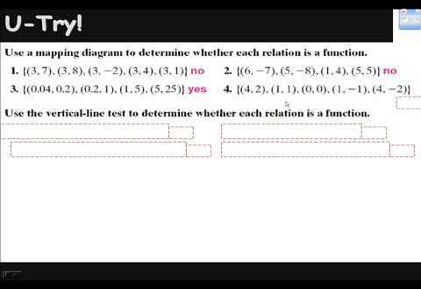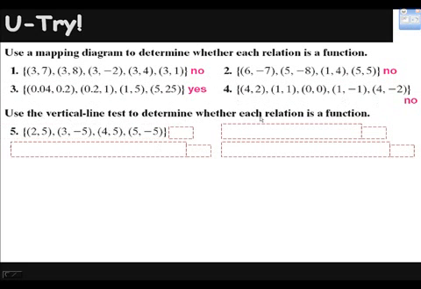Try this one real quick. You see the 4, 2 and the 4, -2? Different values of y for that 4. That's not a function. Same thing. The directions look a little different. They're referring to the graph of this, but you can use the same exact technique you used here to do this one.